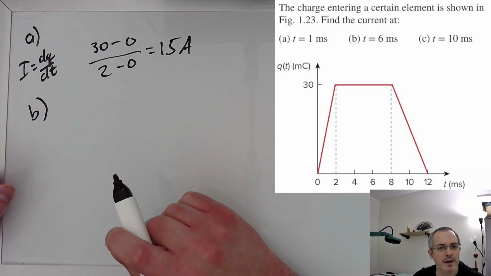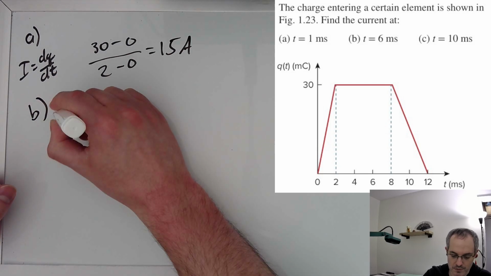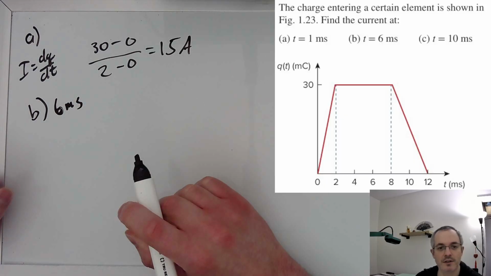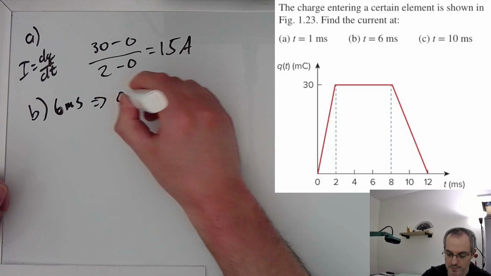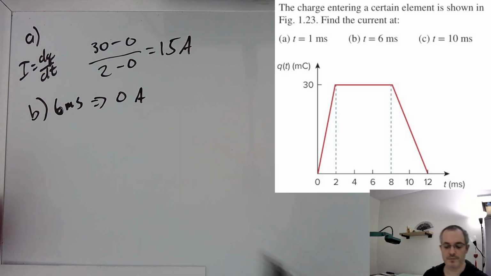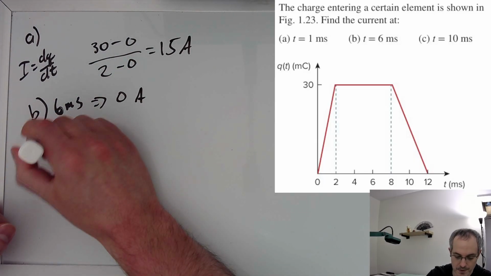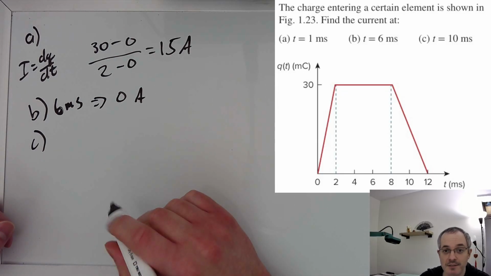B, 6 milliseconds. What is the current at 6 milliseconds? Oh, well, the slope is 0. 0 amps. Slope is 0, right up there. Same amount of charge, 0 slope. Yeah, we're finding the current, right? Okay, so 10 milliseconds.